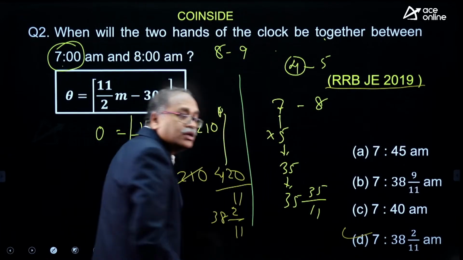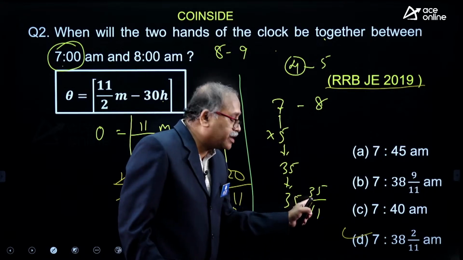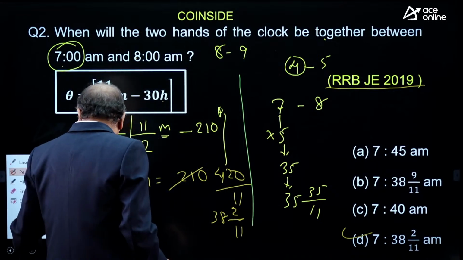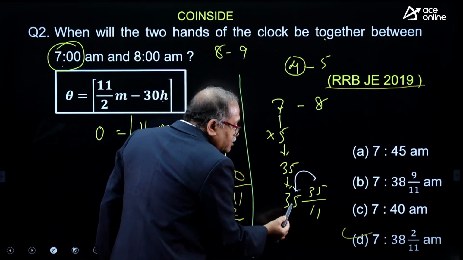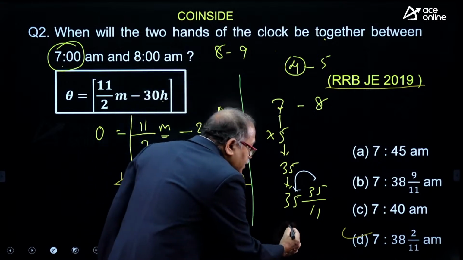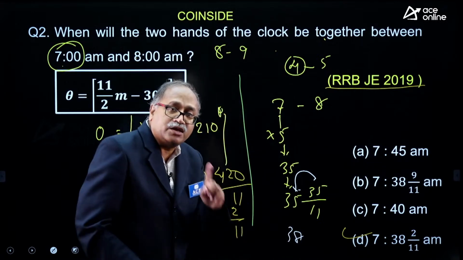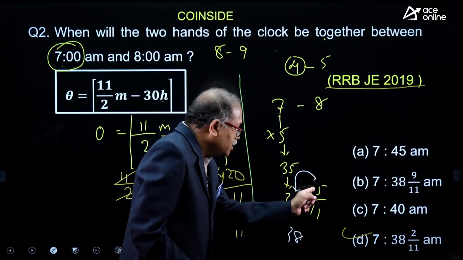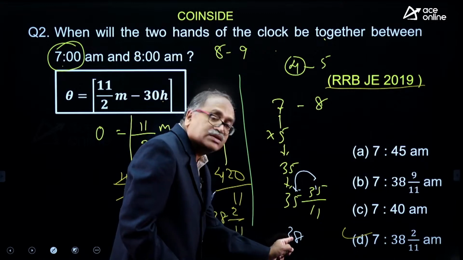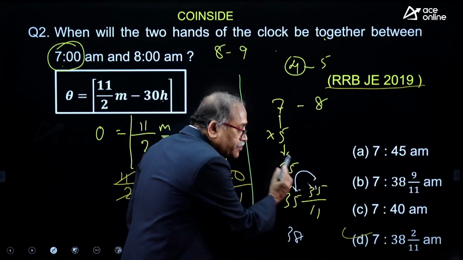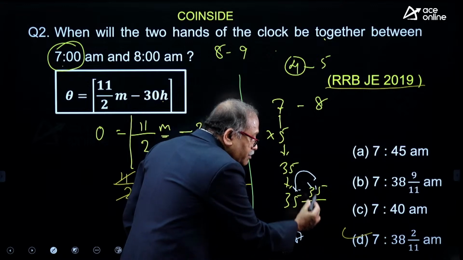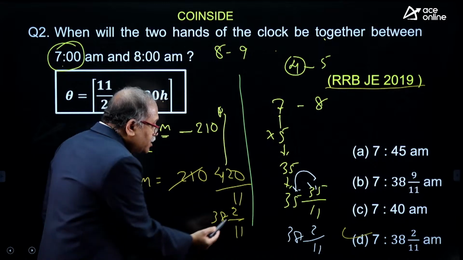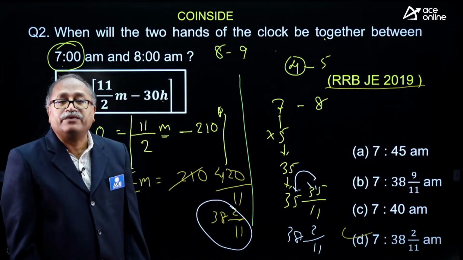35 by 11. So when you divide the 35 by 11, how many times does it go? 3 times. 33. So take the 3 over here, then 35 plus 3. How much is that? 38. I repeat, I am dividing this 35 by 11, then it goes 3 times, 33. So take the 3 over here, 35 plus 3 is 38, and the remainder, if I take out 33, is 2. So 38 2 by 11. I am getting here with a lot of calculation 38 2 by 11.